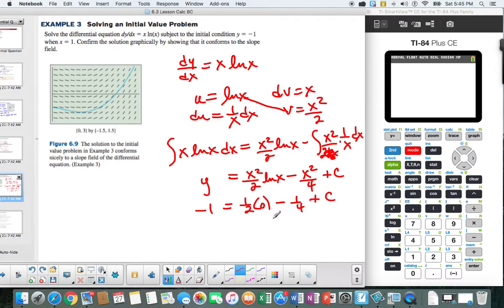plus c. So then we get c is equal to -3/4, and now our function will be x squared over 2 natural log of x minus x squared over 4 minus 3/4. And so there we have found the solution with the initial condition given.